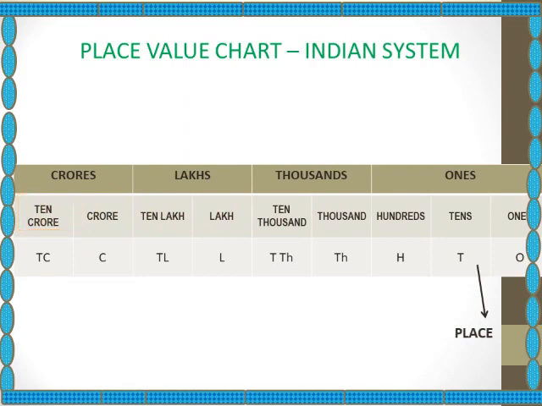Next we will see which are the periods in the place value chart. Here ones, tens, hundreds together form the ones period. Thousands and 10,000 form the thousands period. Lakhs and 10 lakhs form the lakhs period. Crore and 10 crore form the crore period.